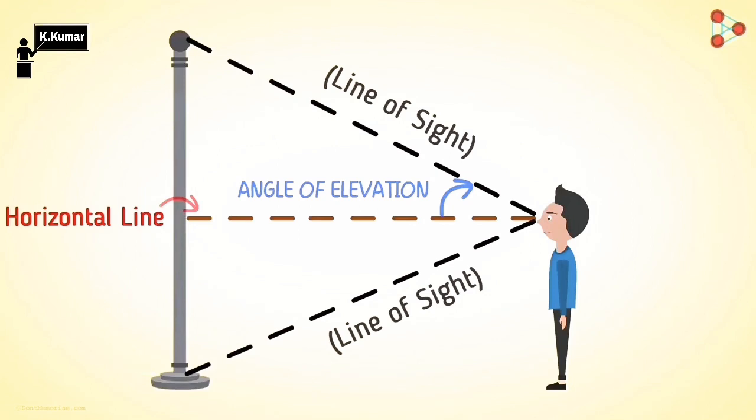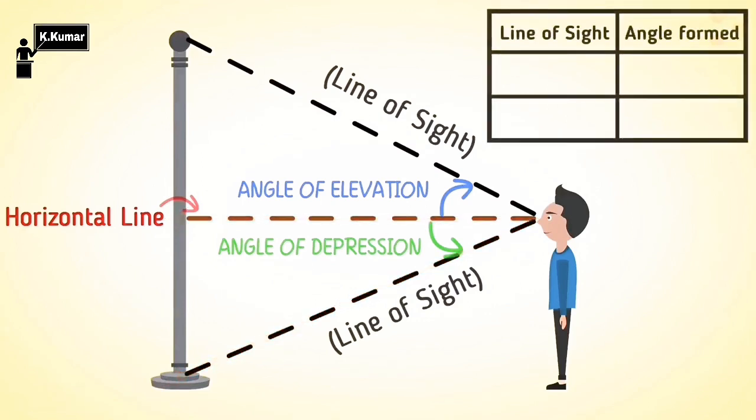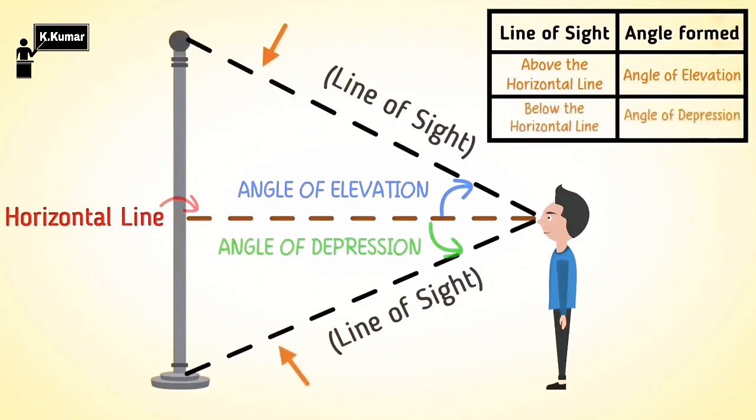In this case, the angle formed between the line of sight and horizontal is called the angle of depression. Yes, when a person is looking down, the angle formed by the line of sight with the horizontal is angle of depression. Here the line of sight is below the horizontal. So we can say that when the line of sight is above the horizontal, angle of elevation is formed, and when the line of sight is below the horizontal, angle of depression is formed.